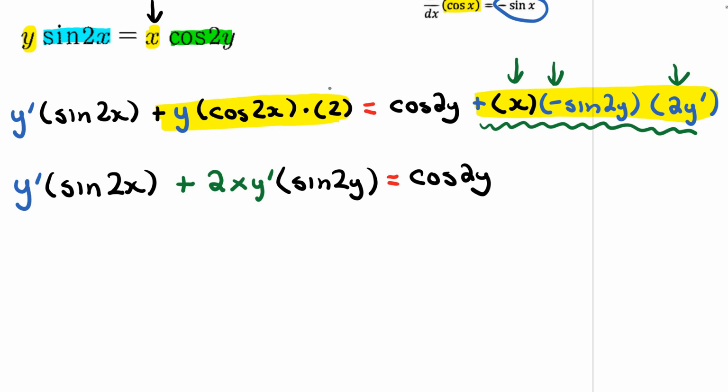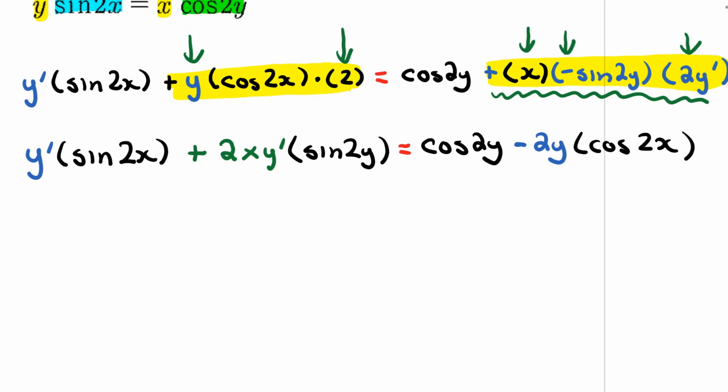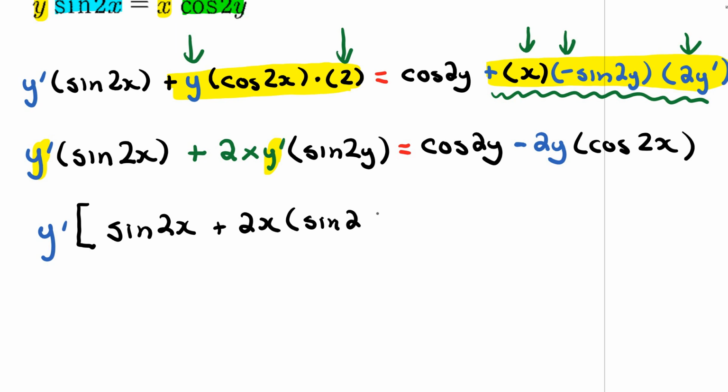Then I have an equal sign, and then I have cos of 2y. If I multiply this 2 and this y, I get 2y, and that becomes negative if I bring that to the right-hand side. So negative 2y times bracket cos of 2x. That's looking pretty good now. Now I have a y prime here, and I can factor out the y prime. So y prime, and then a big square bracket, and then I have sine of 2x plus 2x bracket sine of 2y, and that equals cos of 2y minus 2y bracket cos of 2x.